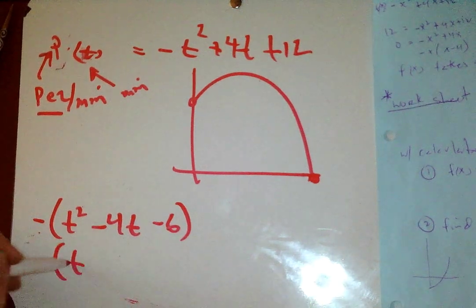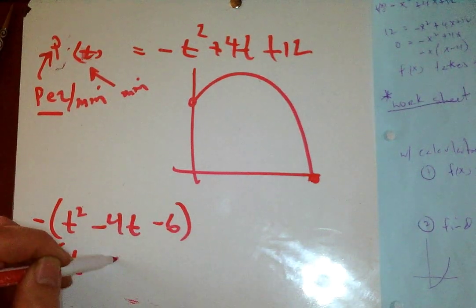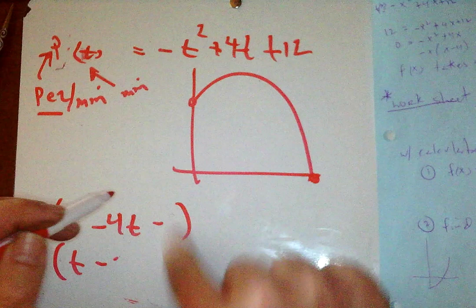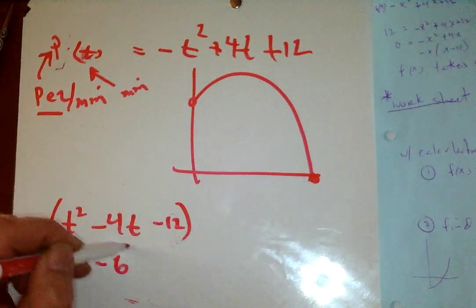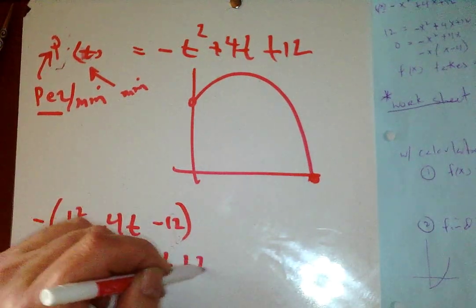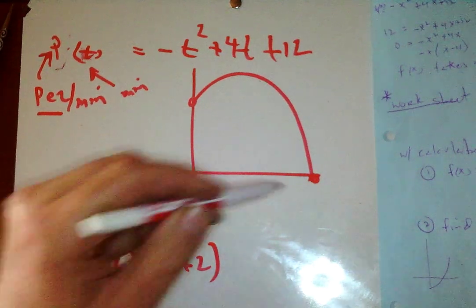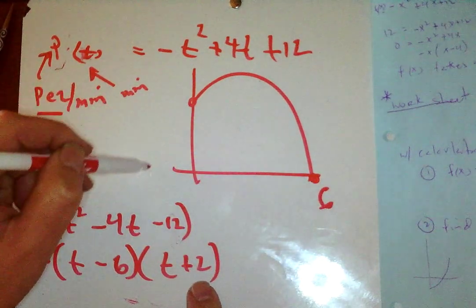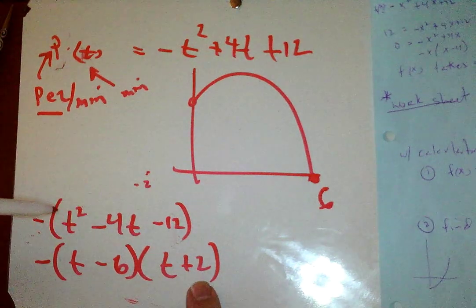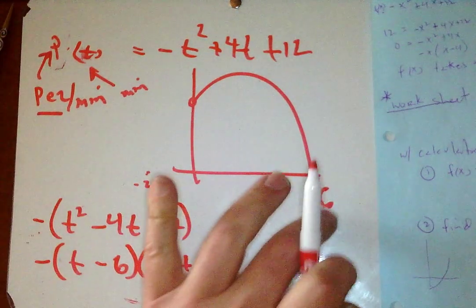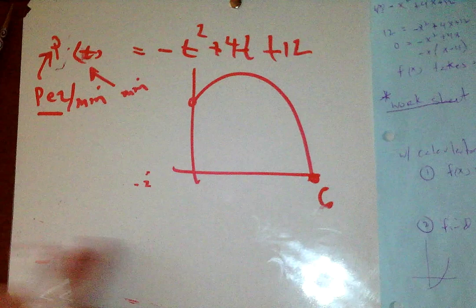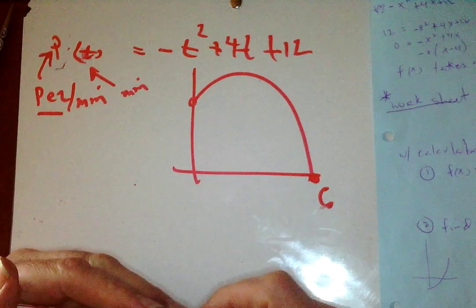Oh, sorry, that was a 12. It's t minus 6, t plus 2, with a minus in front. Well, my t-intercept is 6. And if it mattered, there'd be another one over here at negative 2, but I'm not using that. I'm just looking at this one. Okay, so here's my P of t function.